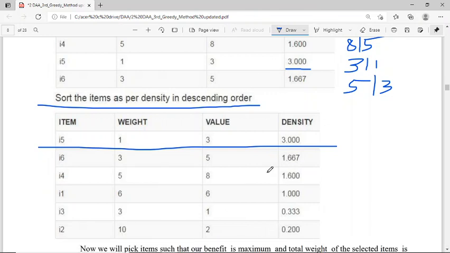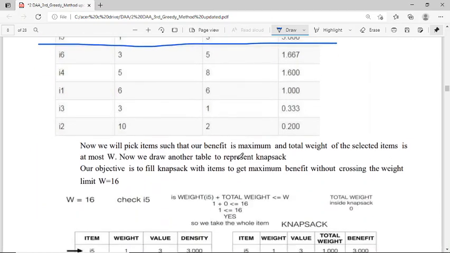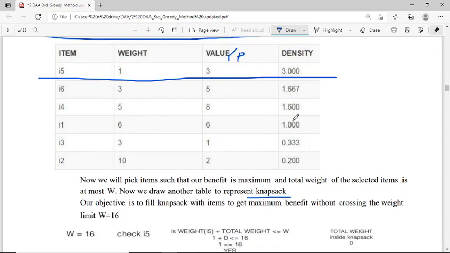Why do we change this? Because we need to get more value, more profit. So here now we will pick items such that our benefit is maximum and the total weight of the selected items is at most W. So now we draw another table to represent the knapsack. First we changed the descending order.